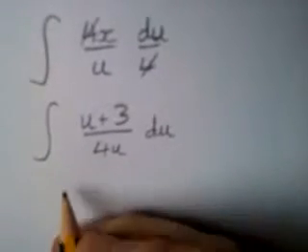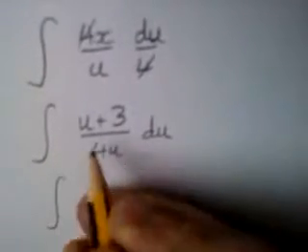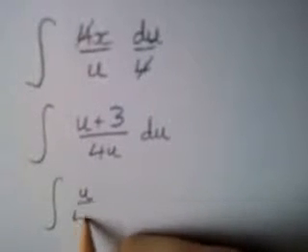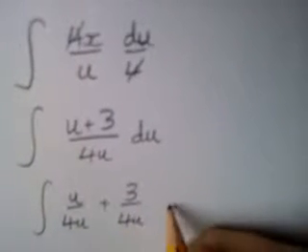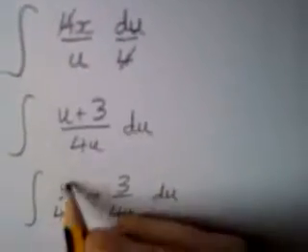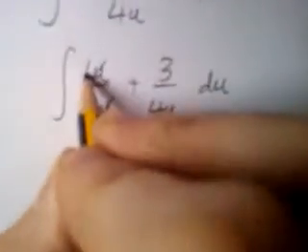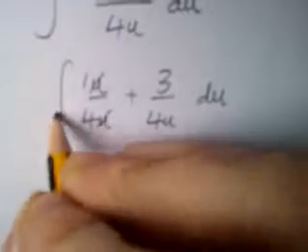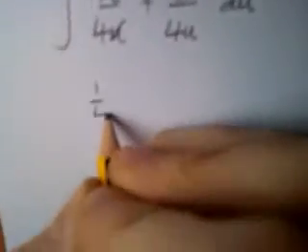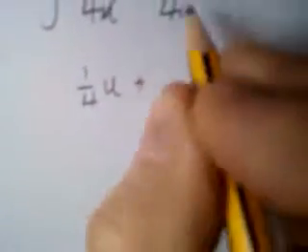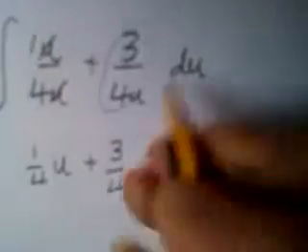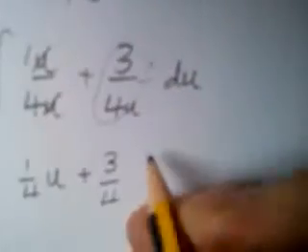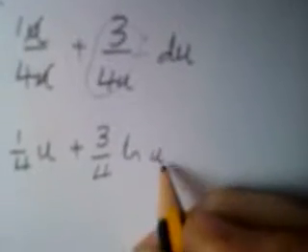Still doesn't look that nice though, so let's split it into two parts: u over 4u plus 3 over 4u, du. Cancelling the u's here leaves me with a quarter, and a quarter integrates to a quarter u. Plus, I've got 3/4 here, and this is 1 over u, which integrates to log u.